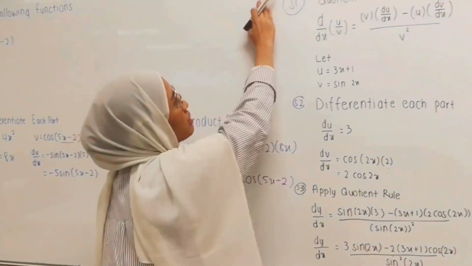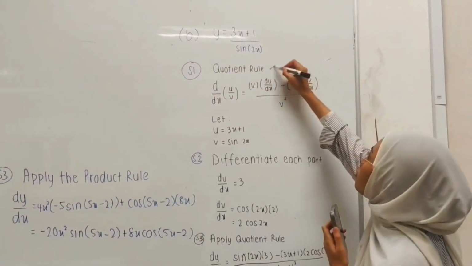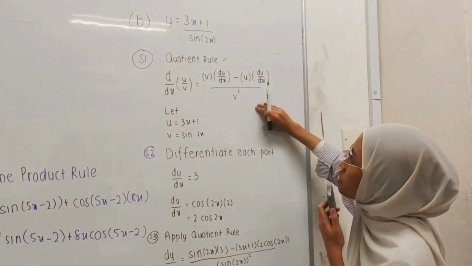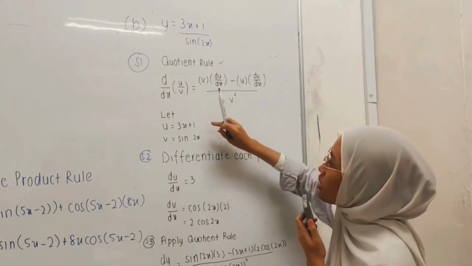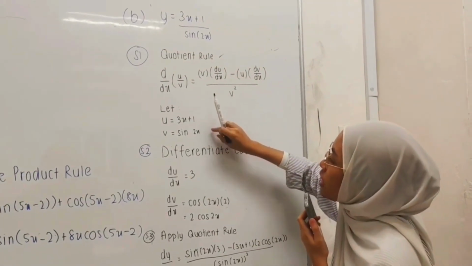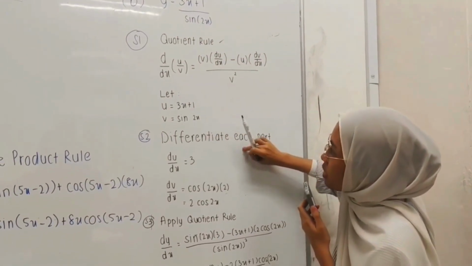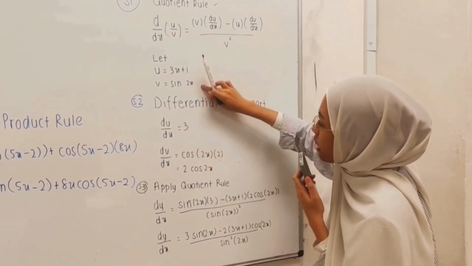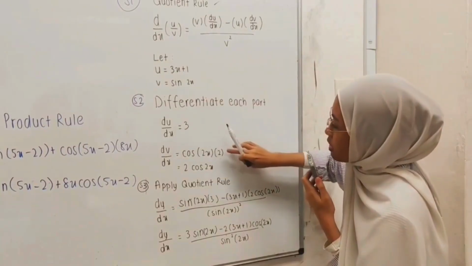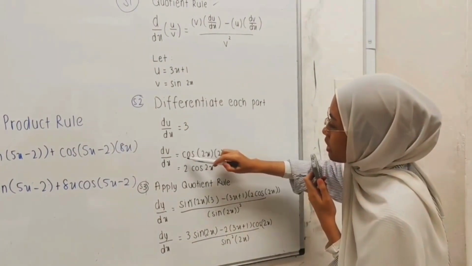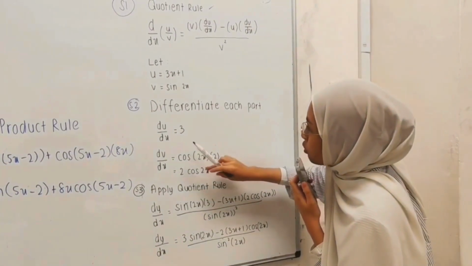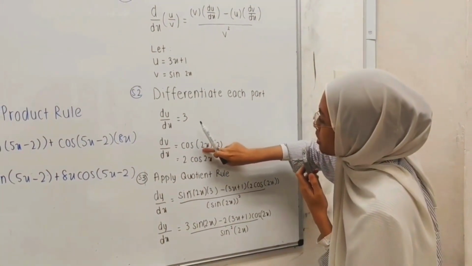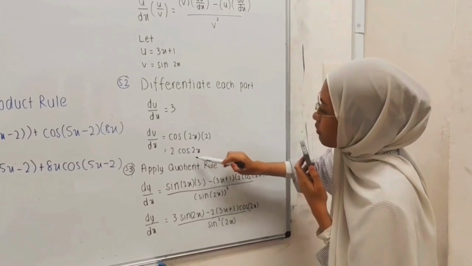For question B, we'll be using the quotient rule since there is a fraction here. So this one is the quotient rule. Now we'll assign 3x plus 1 as u and v equal to sine 2x. Differentiate 3x plus 1 will become 3, we'll be left with 3. And also sine 2x will be left with cos, same with this one, sine differentiate due to trigonometric rules. And 2x will remain and also be differentiated. This one will be left with 2 and this is the final answer.